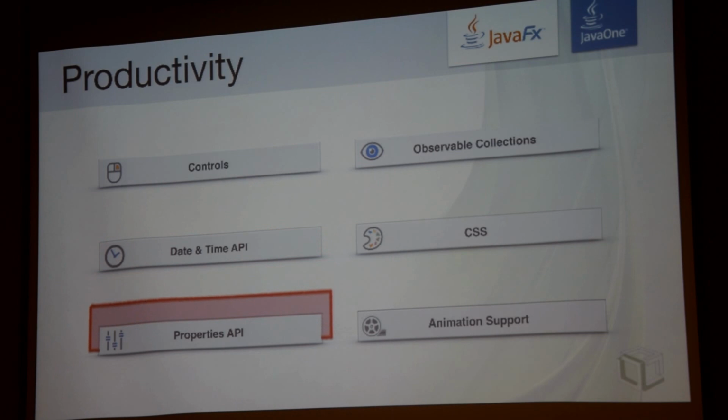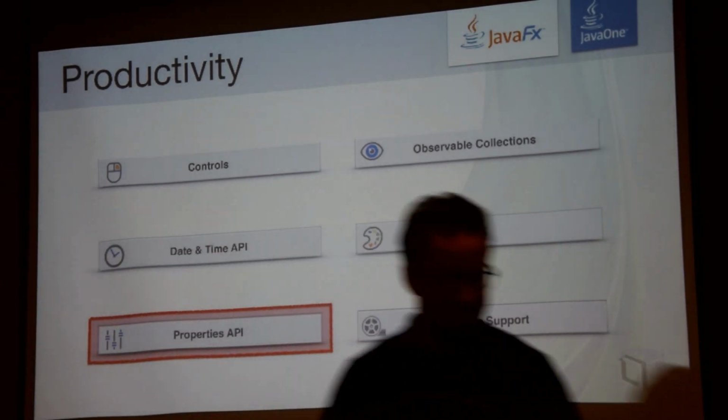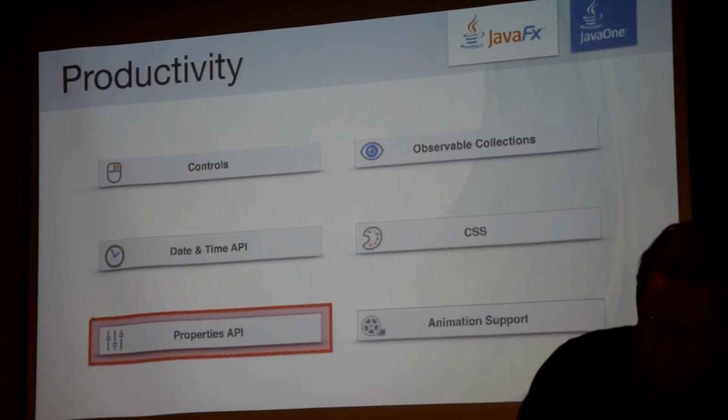Next thing that increases productivity is the Properties API. First, I need water.